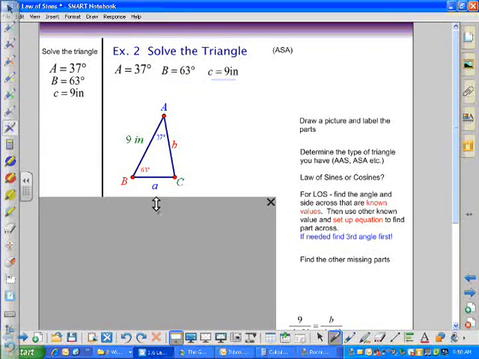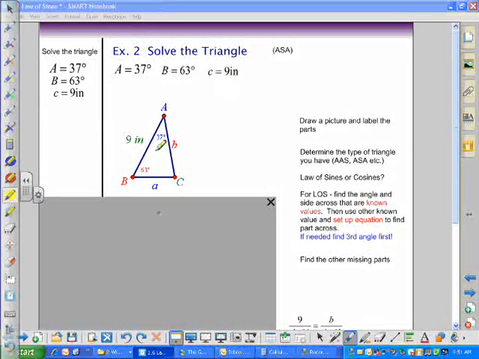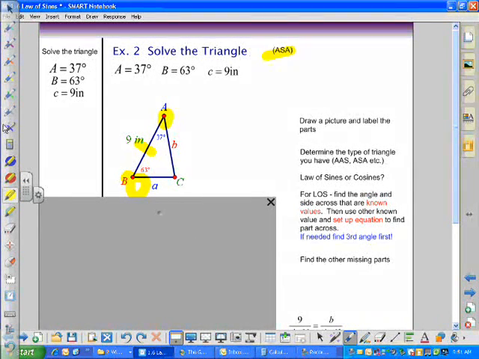So here's my picture. And I try to draw it reasonably to scale so I can check my answers for reasonability as I go through. To determine the type of triangle we have, let's highlight the parts that we know. We know angle A, we know angle B, and then we know the side in between those two angles. So this is an angle, side, angle situation, and I know that I can use the law of sines.